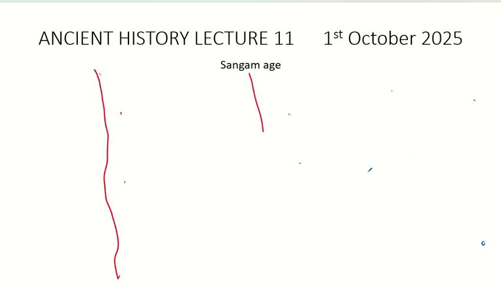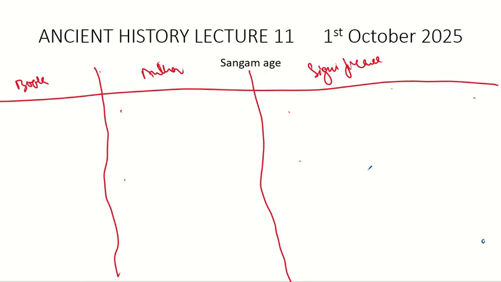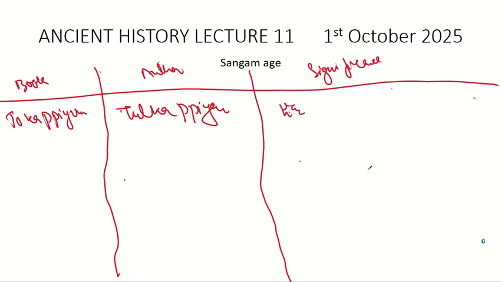It's column 1, column 2, and here I can write. What is this? Here I will write book, author, and significance. So this slide is very much important for you. First, remember this book, Tolkappiyam. Who wrote it? Author: Tolkappiyar is the author. What is the significance? It is the earliest text which deals with grammar.